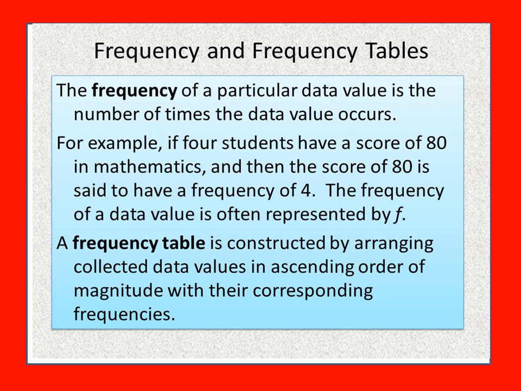What do we mean by frequency and frequency table? The frequency of a particular data value is the number of times the data value occurs. For example, if 4 students have a score of 80 in mathematics, then the score of 80 is said to have a frequency of 4. The frequency of a data value is often represented by f.